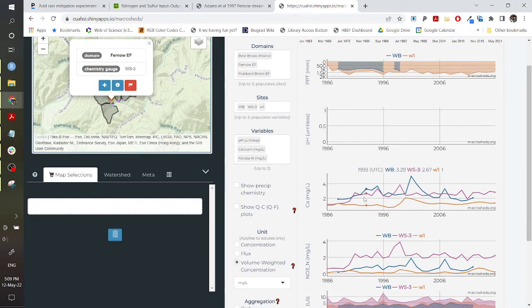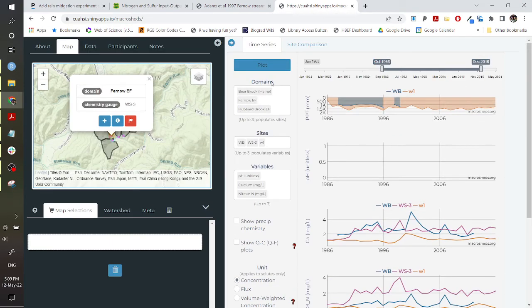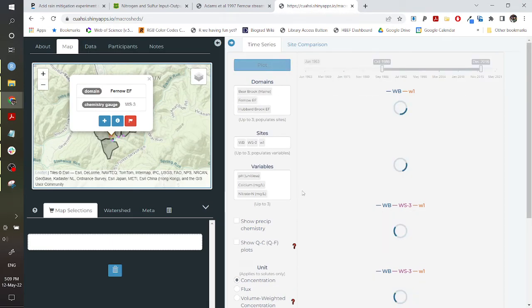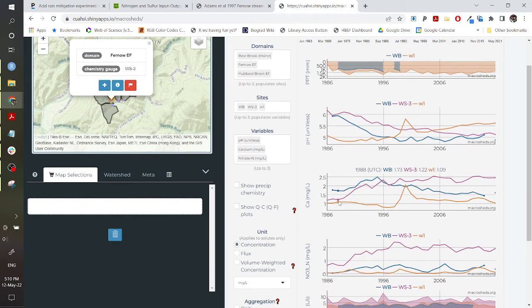And so here, let's look at concentration, just so that we can see pH first. So here, if we look at pH, you can see that both the Furneaux and Bear Brook sites have a marked decrease in pH, whereas at Hubbard Brook you see more of a recovery from pH because it was a different experiment. Similarly, calcium is elevated in both of the sites where you had a fertilizer addition.